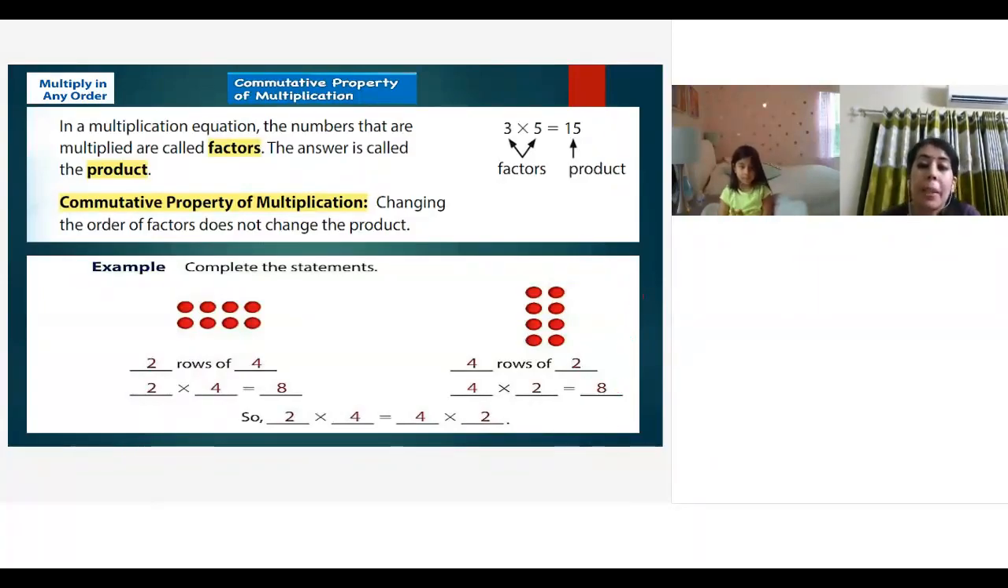Now what does that mean? Read it. Changing the order of factors does not change the product. What does that mean?